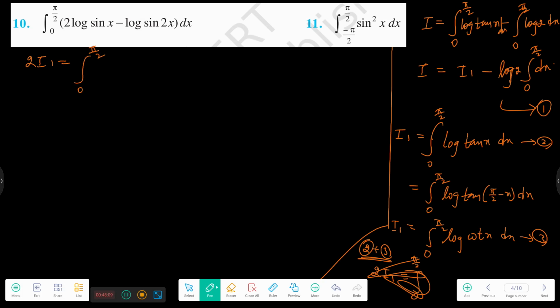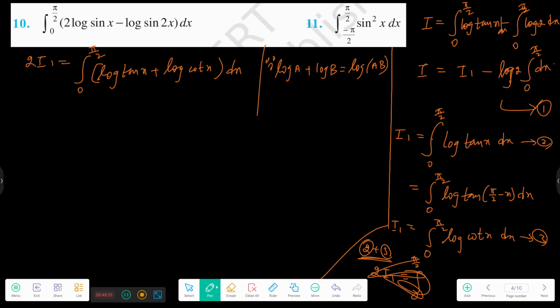So when I add, 2 times I1 is equal to the integral from 0 to pi by 2 of log tan x plus log cot x, overall into dx. Children, this looks like log a plus log b. Log ab is a formula that I am going to use here. So the integral from 0 to pi by 2 of log of tan x into cot x. What is tan x into cot x?